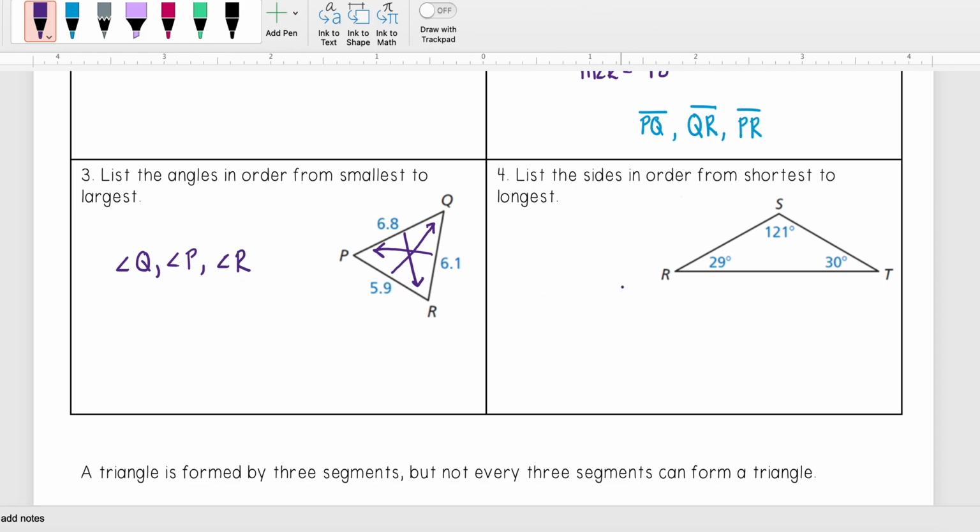Okay, go ahead and pause the video. I want you to try number 4 on your own. When you think you have it, go ahead and press play. So the answer you should have gotten was ST, RS, and RT.